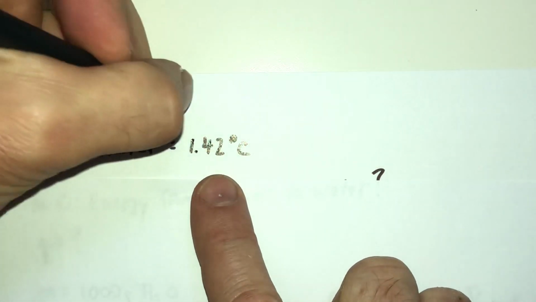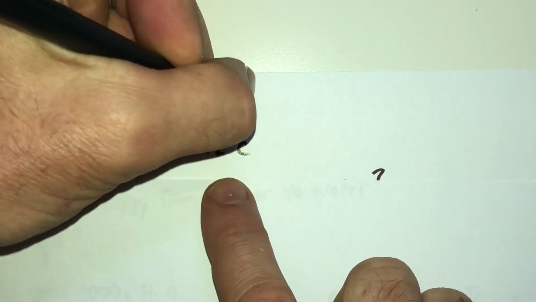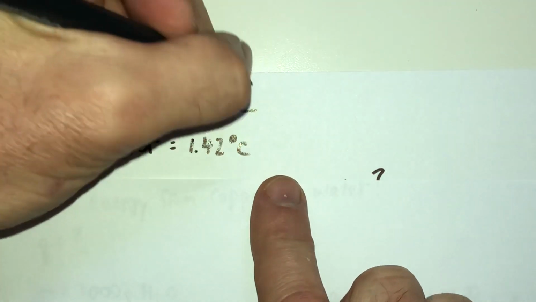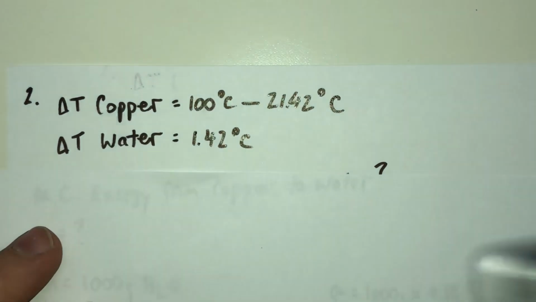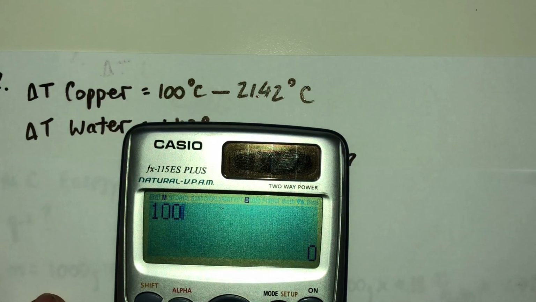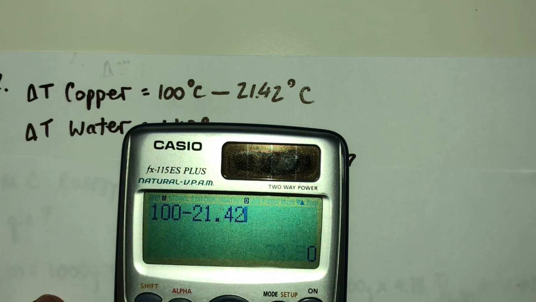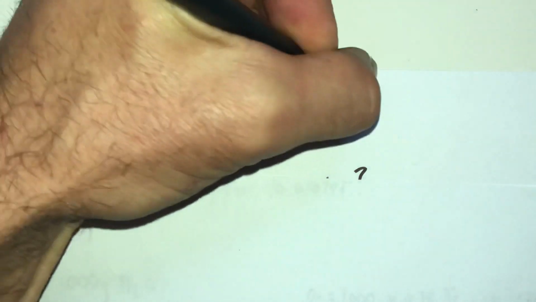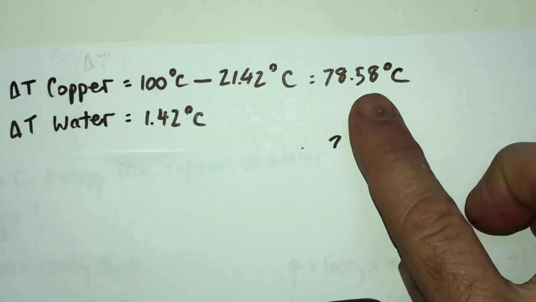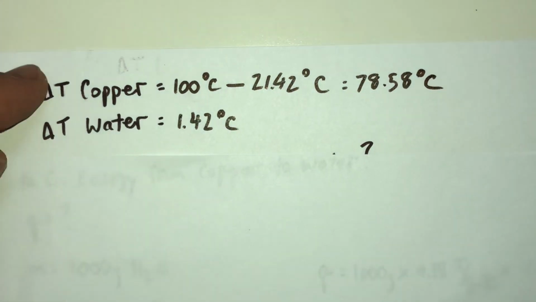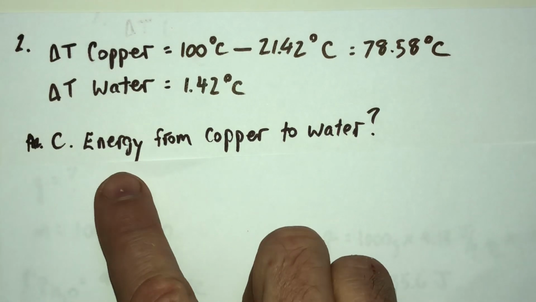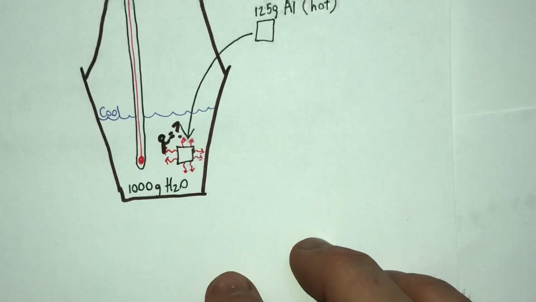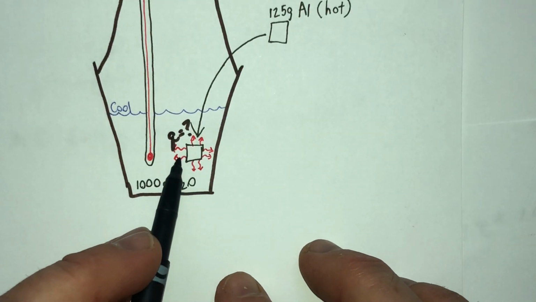The copper went from 100 degrees down to 21.42 degrees. So that's a huge drop. That's 100 minus 21.42. That's 78.58 degrees Celsius. That's how much the copper changed in temperature. That's the delta T. The water only changed a little bit. Okay, so how much energy? So if we're thinking about this again, how much energy went from the copper this time into the water?